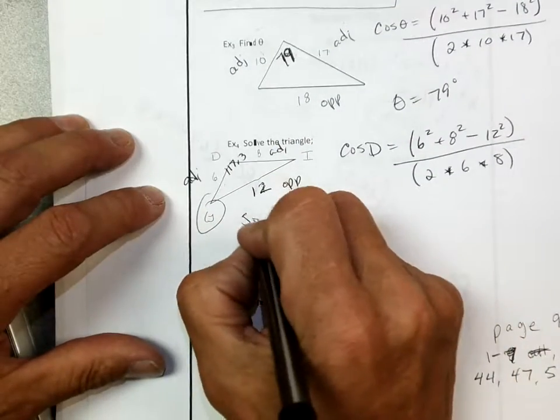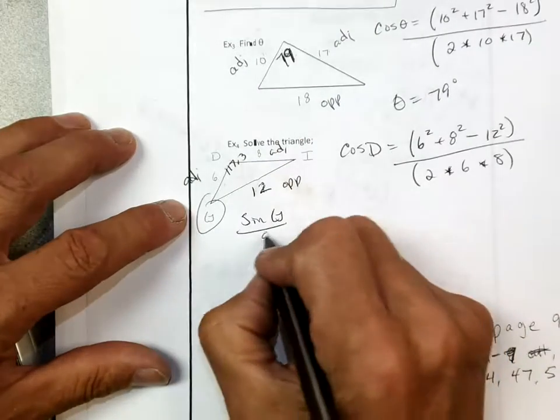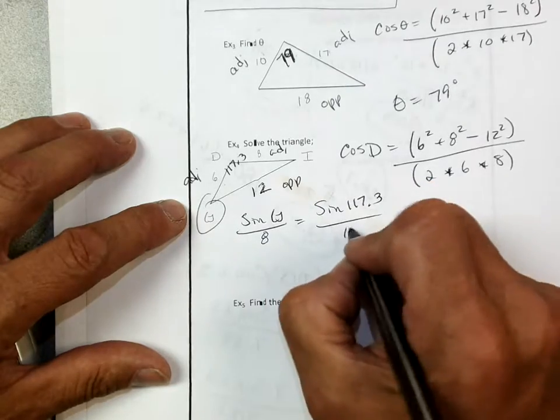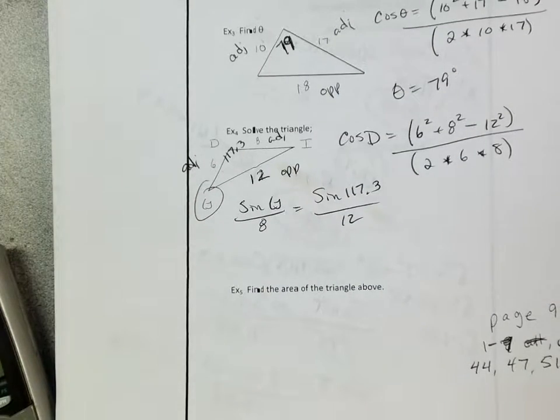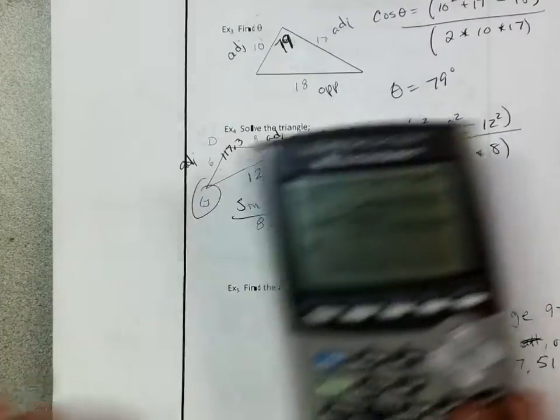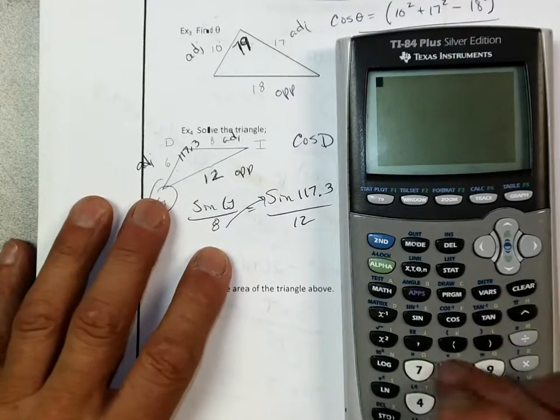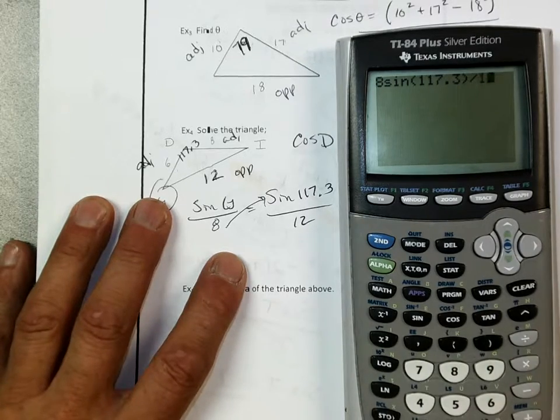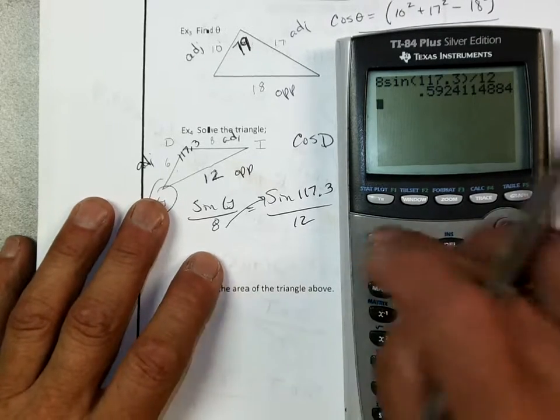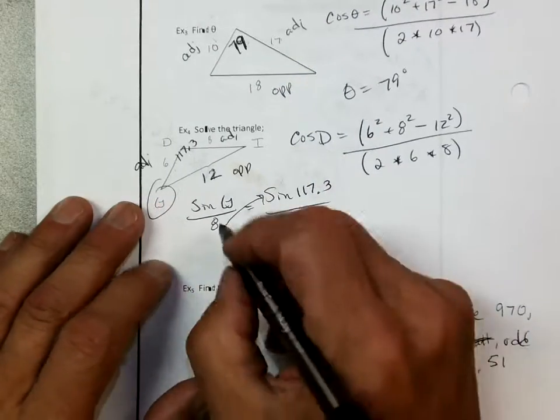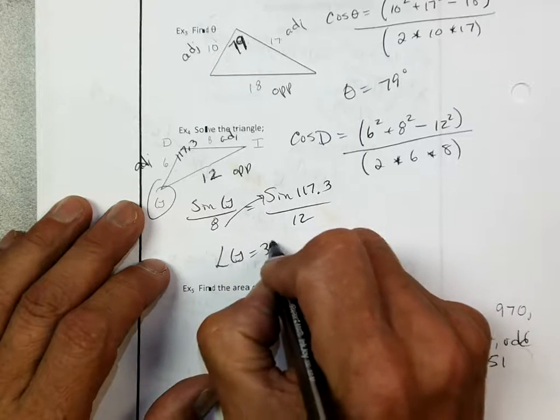So I go sine of G over 8 equals the sine of 117.3 over 12. I can just set up my opposites, right? Once you get your opposites, the law of sines is much easier to use, okay? Multiply up the 8 right there and use my calculator. All right, 8 sine 117.3 divided by 12. I get a decimal. Sine inverse that. Answer, I get about 36.3. Angle G is about 36.3.